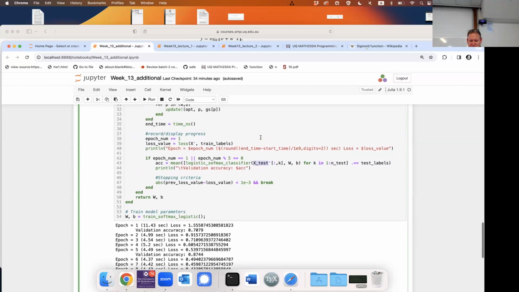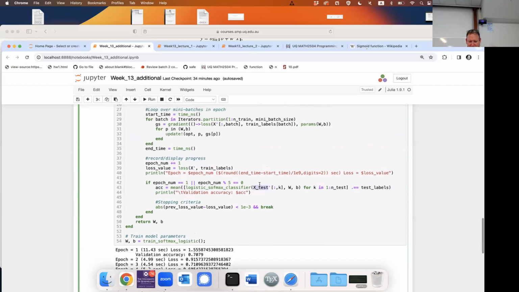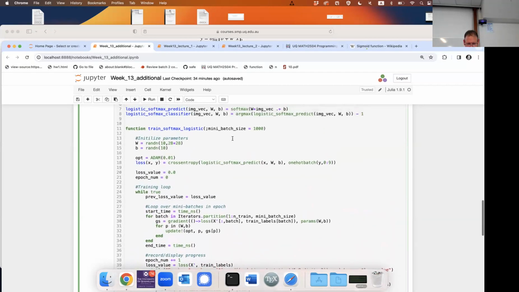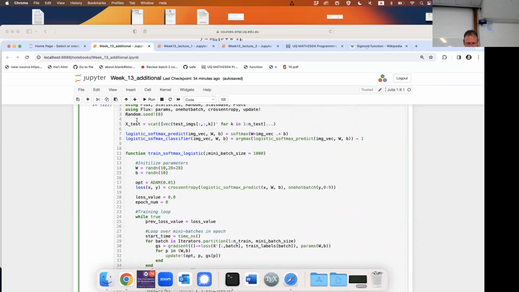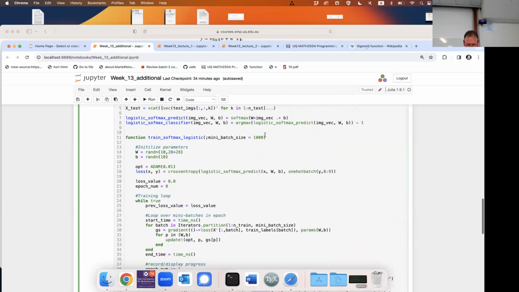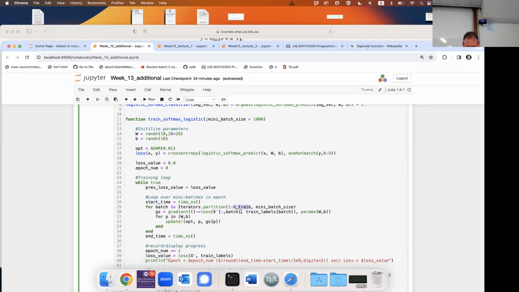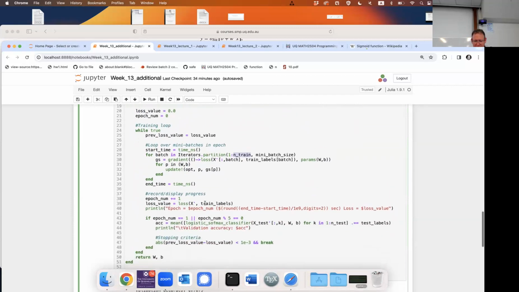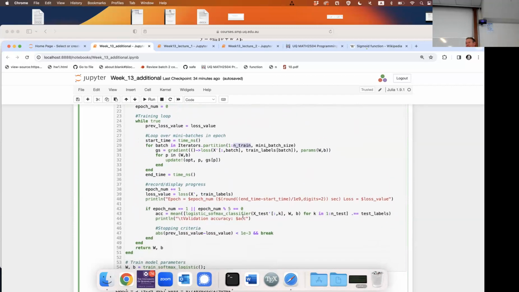But look at the names of the data. This is X test, while the data we're optimizing over is from the training data. We're optimizing over the training data, but we're checking over the test data. That's also important, right? You don't want to check your accuracy over the same data that you're training on, because that can be misleading.